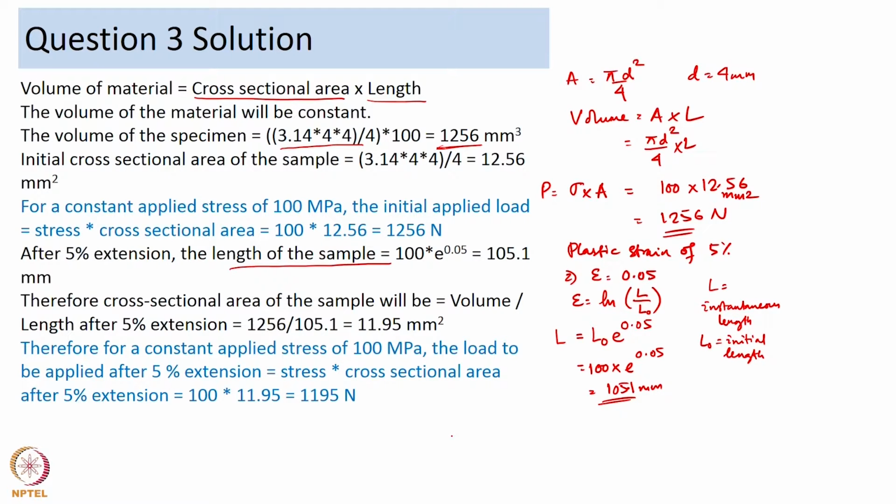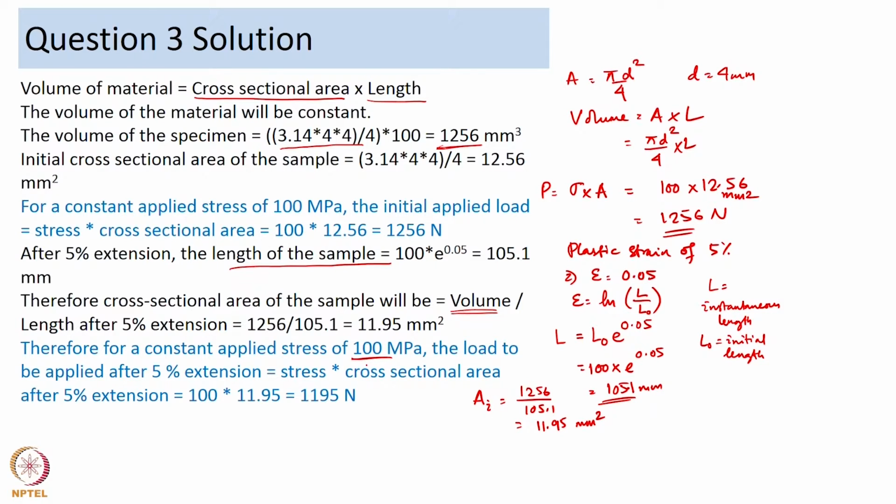So, when the material has extended in length, at that point what will be the cross sectional area of the sample? By considering constant volume conditions, the cross sectional area will be the volume divided by the length after 5% extension. So, that is going to be 1256 divided by 105.1. So, the cross sectional area A_i, corresponding to instantaneous length of 105.1, will be 11.95 millimeter square.